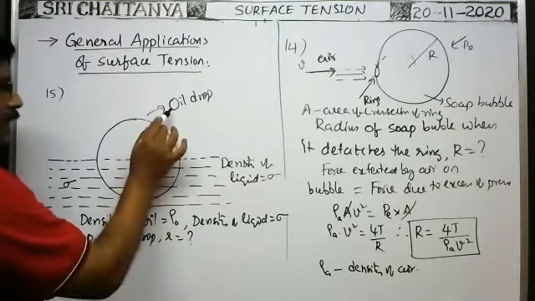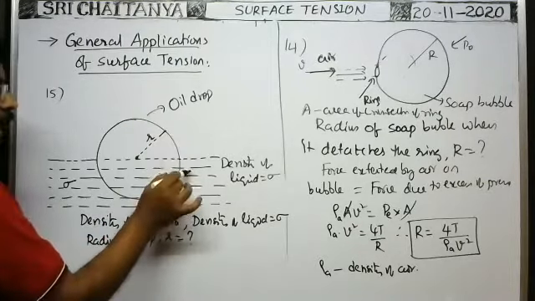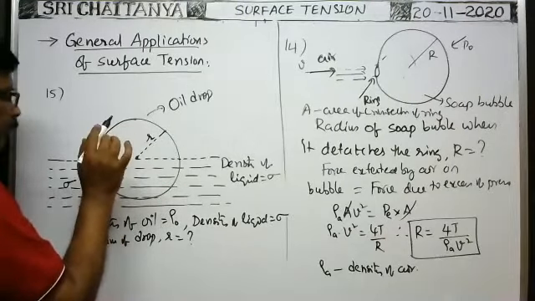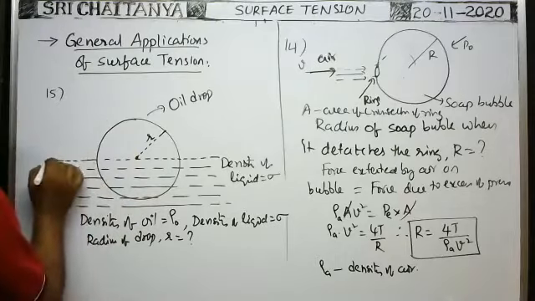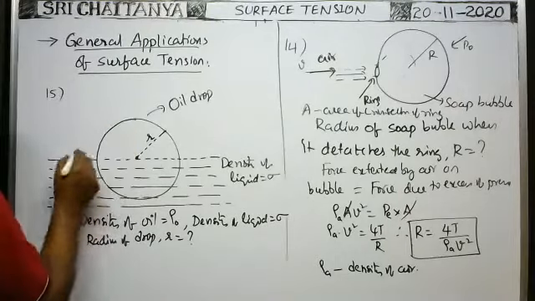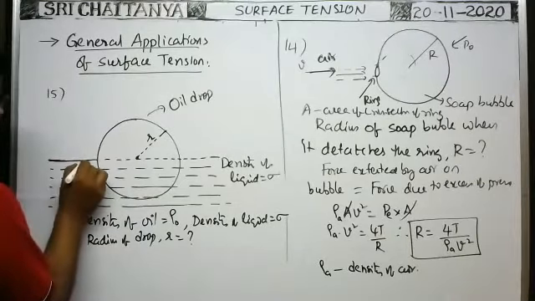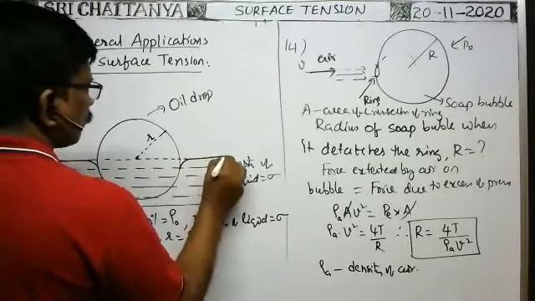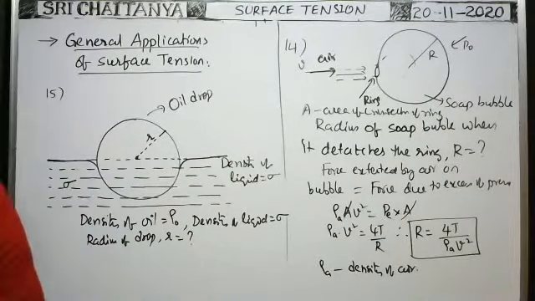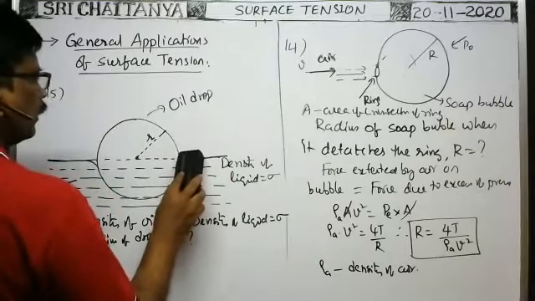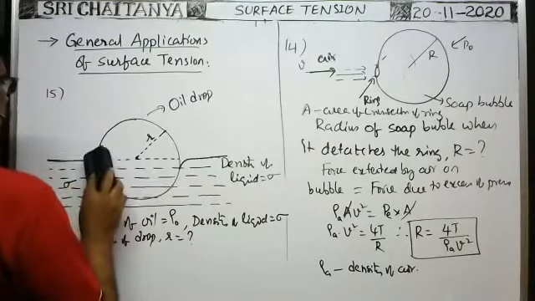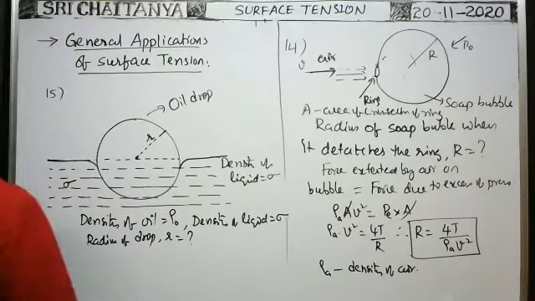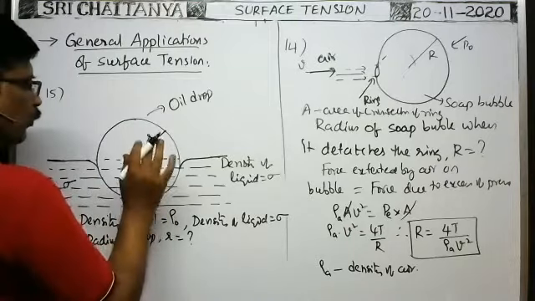Here, as it is an oil drop and the liquid is water, as it is floating it means definitely the angle of contact is greater than 90. Whenever the angle of contact is greater than 90, the surface of the liquid in contact with the oil drop is definitely convex in shape, like this. Not only the oil drop, any spherical shaped body is like this. So here it is floating like this.